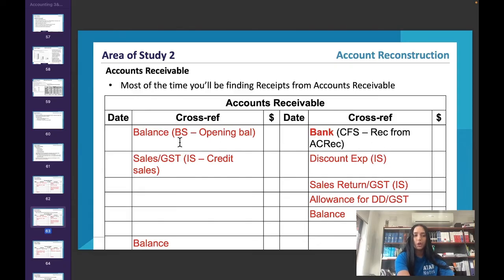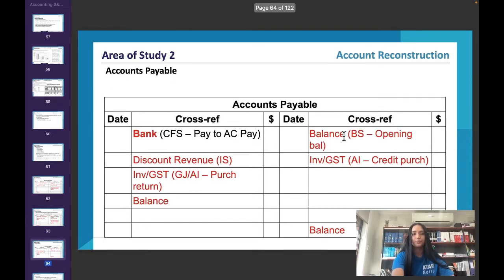So it'll tell you the opening balance, the sales, the discount expense, sales return, allowance for doubtful debts, and it won't give you the bank. And so you're going to have to enter all of the transactions, and then based on that, calculate what the receipts from accounts receivable amount was.